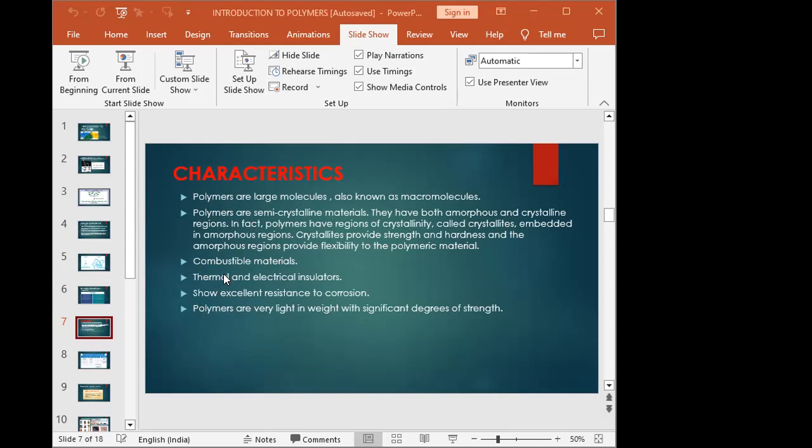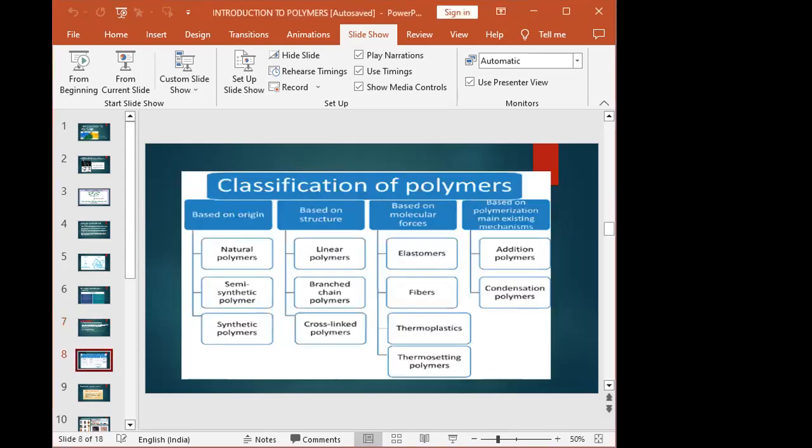Now, coming to the resistance to corrosion. Polymers are very good at showing resistance to corrosion. They are corrosion resistant, and polymers are very light in weight and have a significant degree of strength as well. Now coming to the next slide, that is my 8th slide.